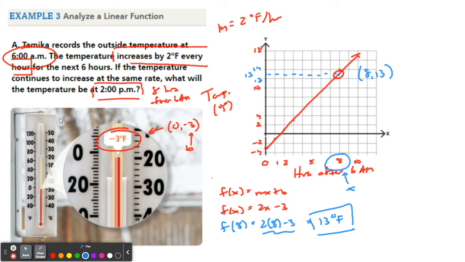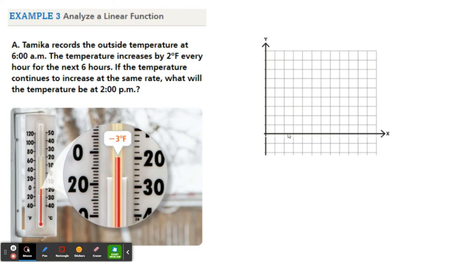Okay? So again, this down here was the important part, building the function. We just want to give you an idea of a visual representation of this function as well. All right, part B.